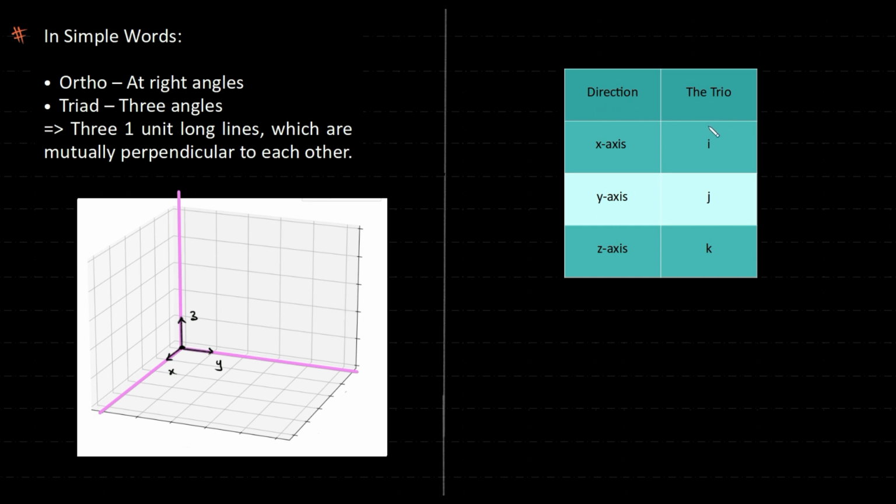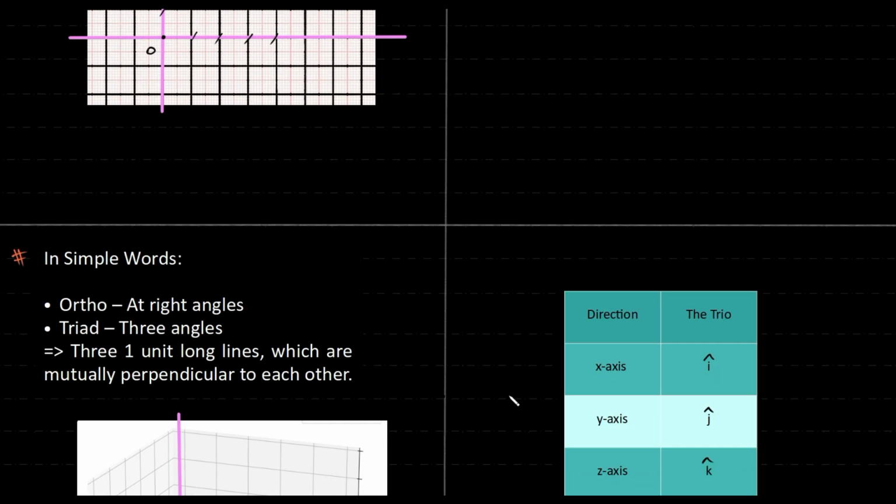So there are a few things that we need to know. We know that we represent the unit vector with a cap. So along the x-axis, the unit vector is given a special name, that's i cap. Along the y-axis, it's j cap, and along the z-axis is k cap. Okay, so these are facts that we need to know, right?